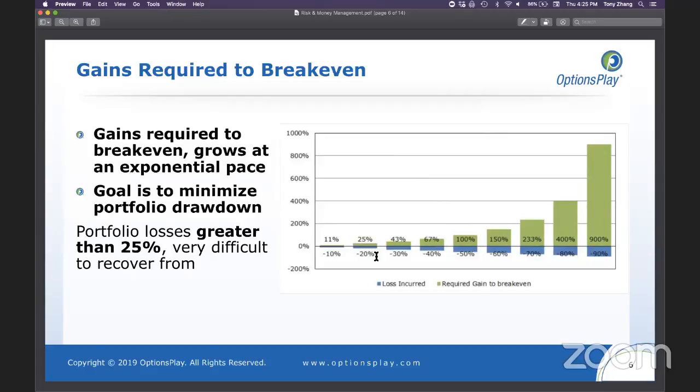And as you have larger and larger losses, as you get closer to 100%, the gains that you need effectively approach infinity. So if you lose 50% of your portfolio, you need a 100% gain just to get back to break even. Basically, what I'm trying to point out here is that the gains required to break even grow at an exponential pace. So it's really important to try to limit the amount of total loss you have in your portfolio so that you never have to make this really extreme move just to get back to break even.